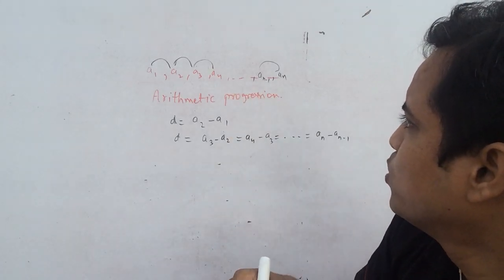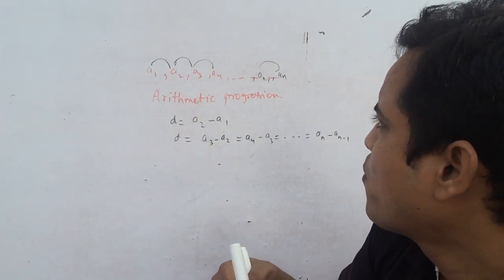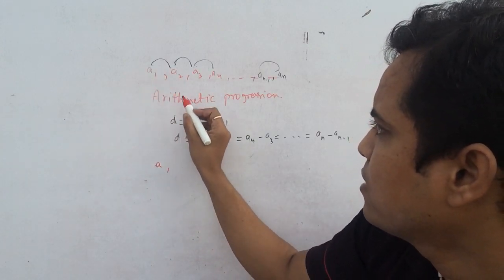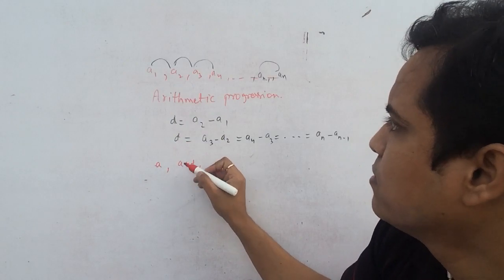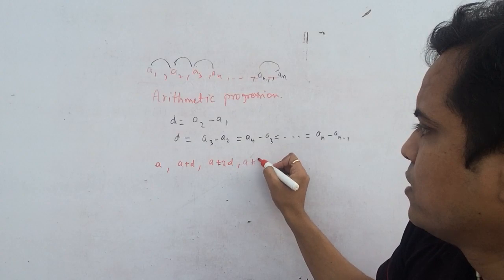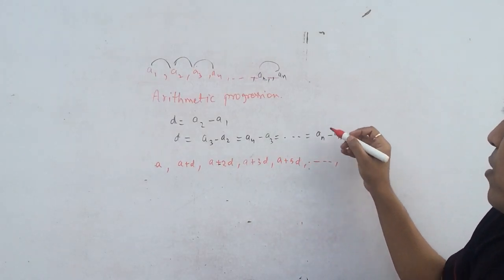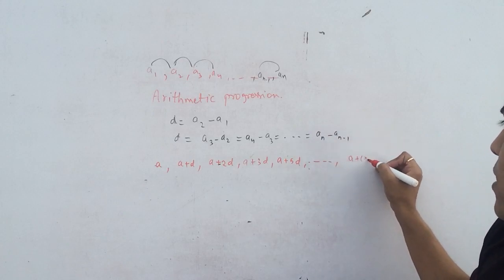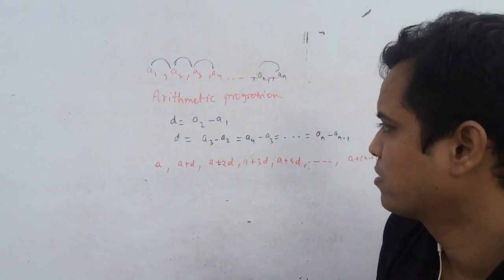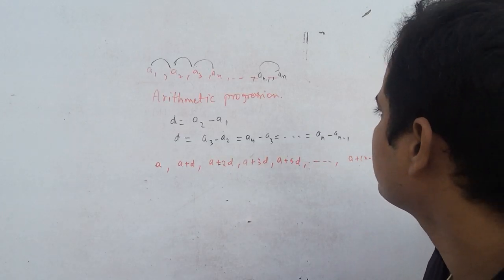So here we can write it again like this: A1 can be written as A, then A plus D, third term A plus 2D, fourth term A plus 3D, fifth term A plus 4D. This is the representation. And the nth term is A plus (n minus 1) into D. This is also the representation of the arithmetic progression. So what next? Keep all these things in mind.